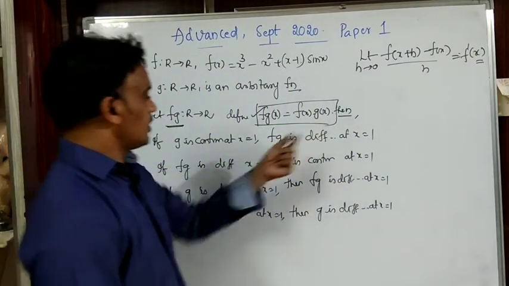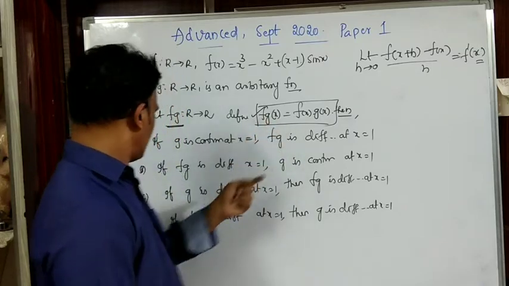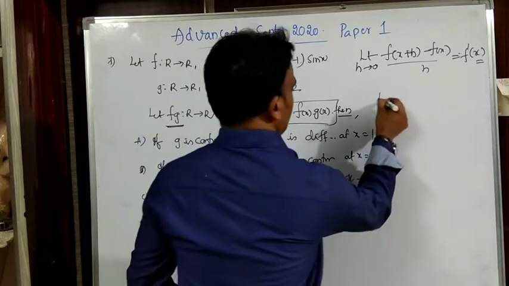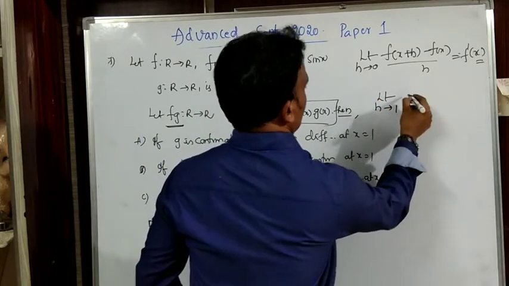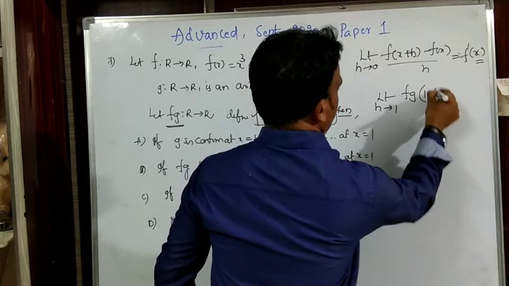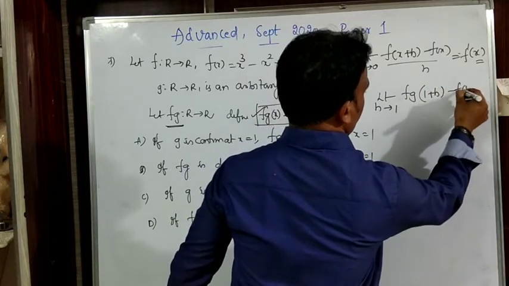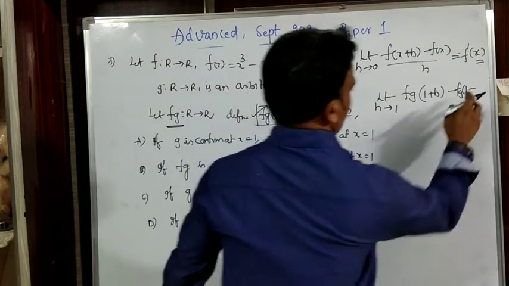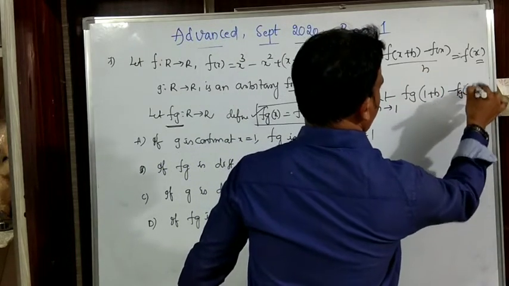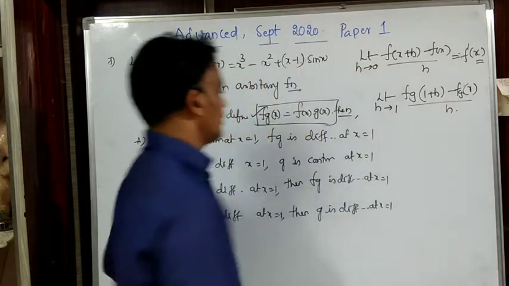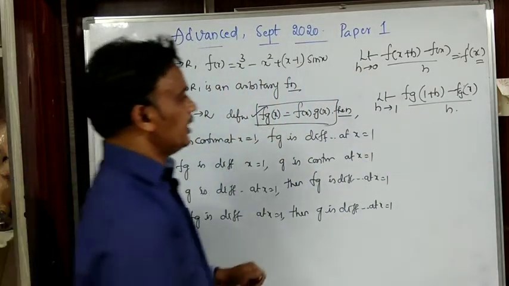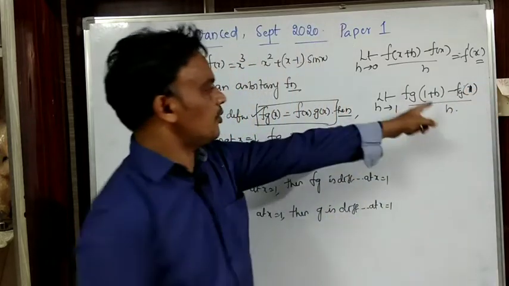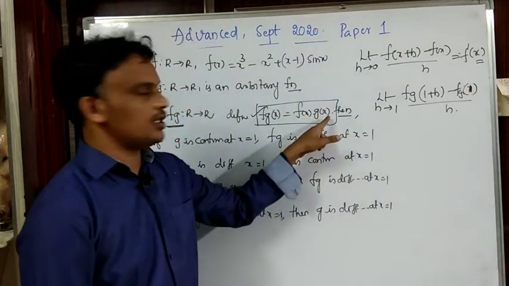Now apply this to the product of the functions. Here, each option at x equals 1 is given. I can take the limit as h tends to 1 of (fg(1+h) - fg(1))/h, where the function is fg. Here h tends to 1. fg of 1 means f of 1 into g of 1.